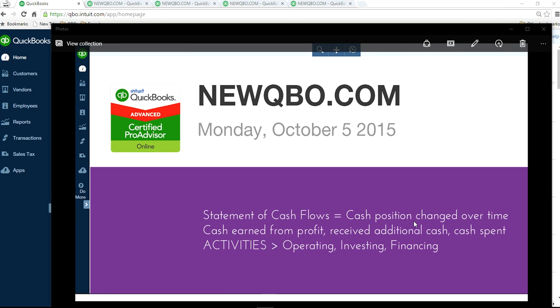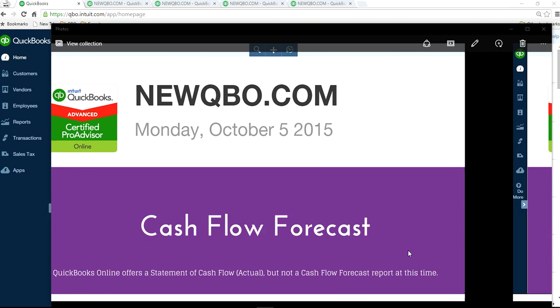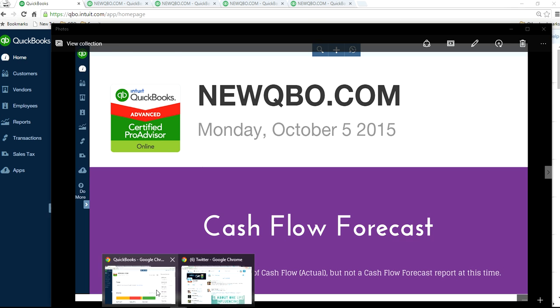Basically, the statement of cash flow is a cash position change over time. It includes cash earned from profit from the business, and additional cash received, which could be from a bank, a third party, or your own money, and cash spent on long-term activities like buying equipment or buying a new business. In QuickBooks, you will see three activities: operating, investing, and financing. So let's go to QuickBooks now.